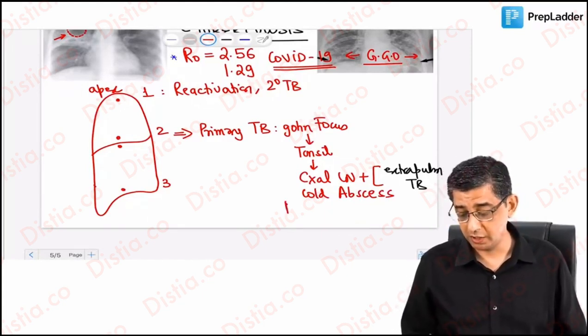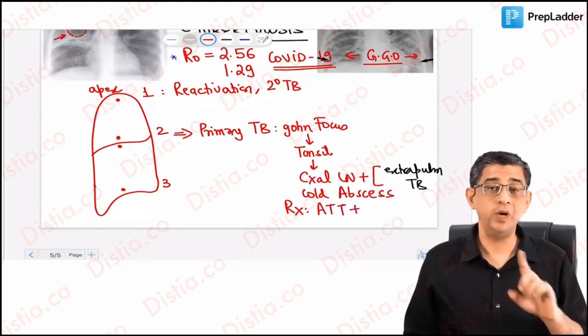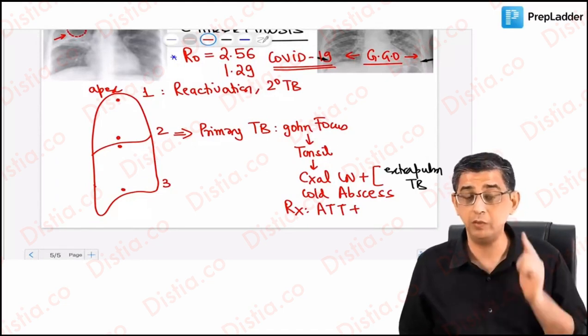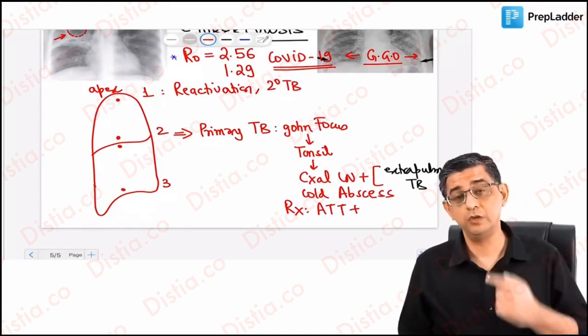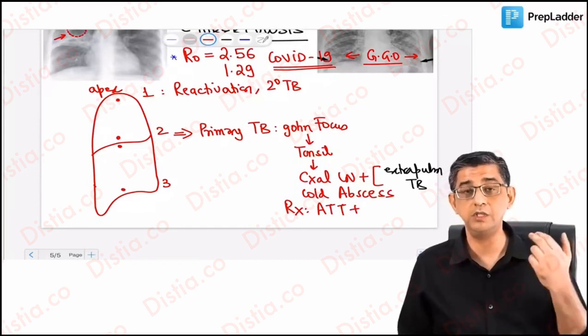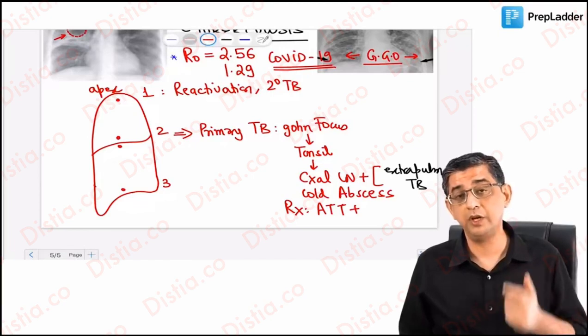If there's a cold abscess, I definitely need to treat it by giving anti-tubercular treatment, but I will not do an incision and drainage, because if you do an incision and drainage, guys, this pus contains live TB bacteria. If you give an incision over a cold abscess, this pus which is containing the live TB bacteria will seed the area where you gave the incision, and there could be a fistula formation at the site of I&D.